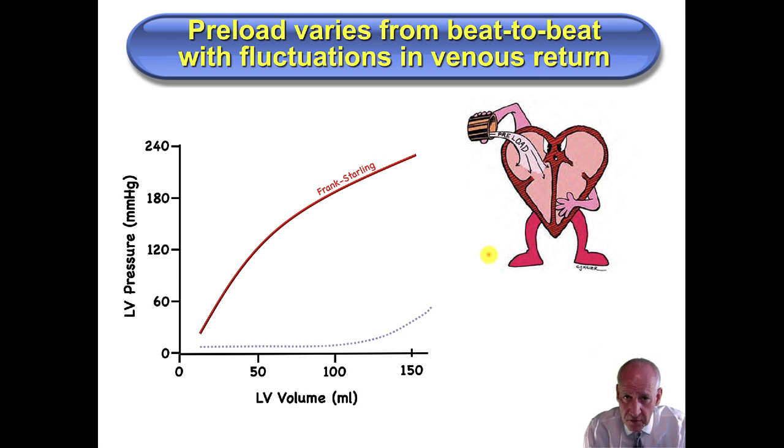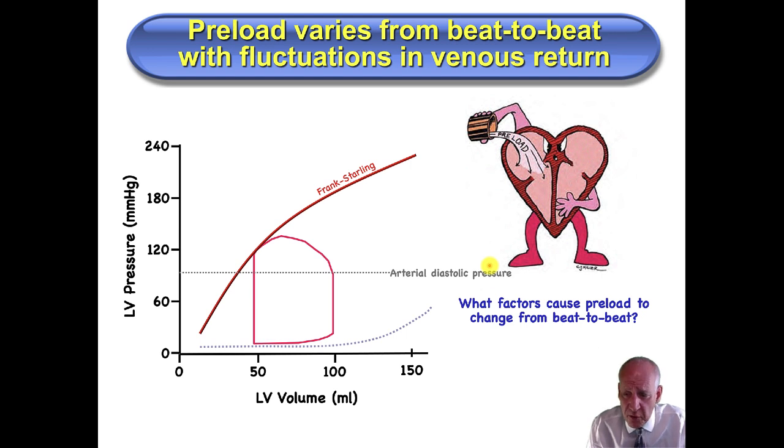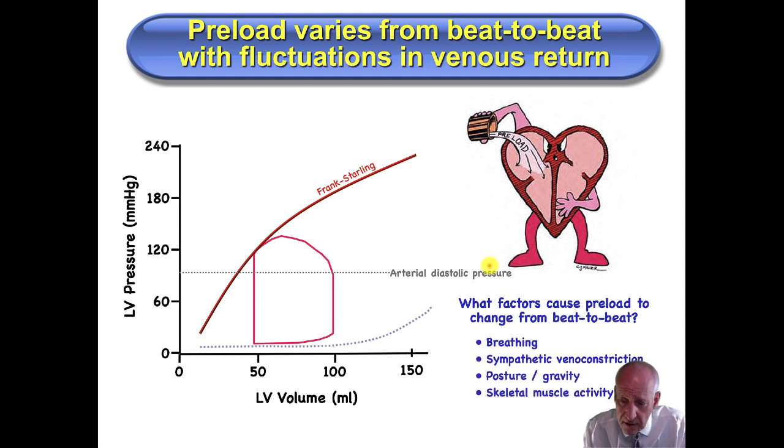It's also important to recognize that preload varies from beat to beat with fluctuations in venous return, and that's modeled here. What causes preload to change from beat to beat? Changes in breathing, changes in sympathetic tone, changes in posture, changes in skeletal muscle activity. We're going to talk about each one of these, but let's focus first on breathing and sympathetic activity.